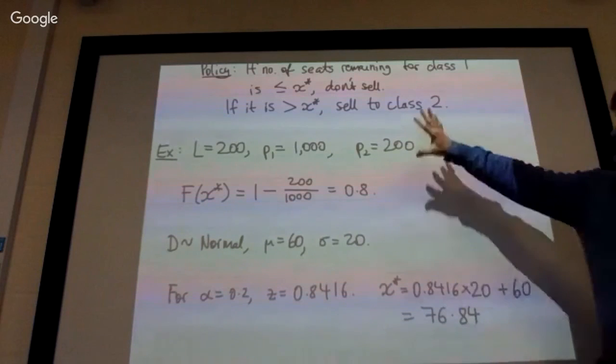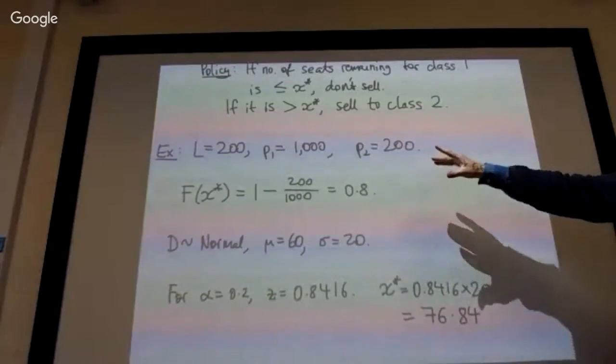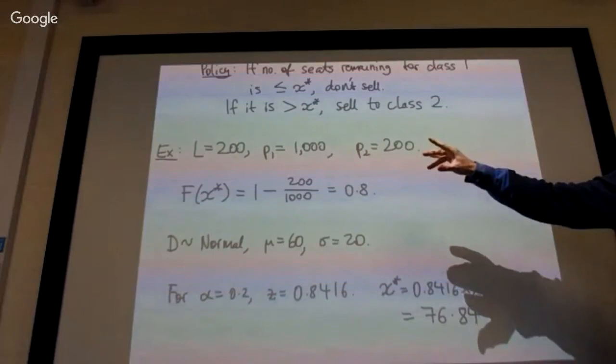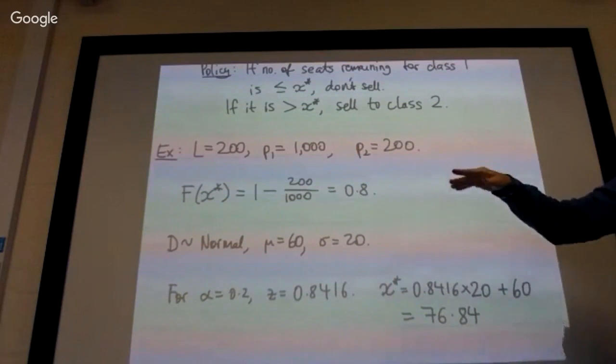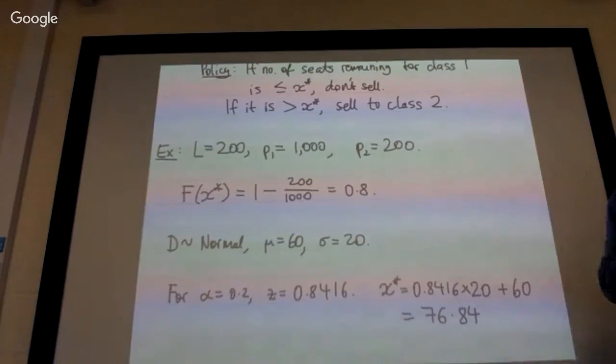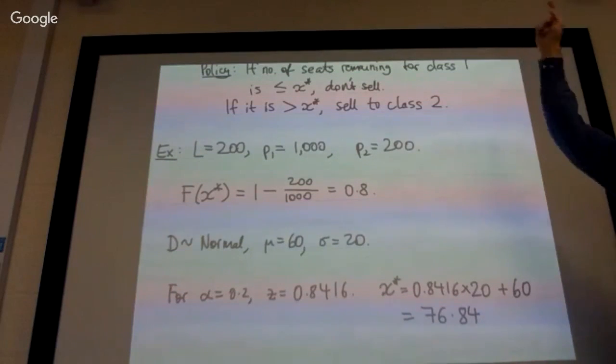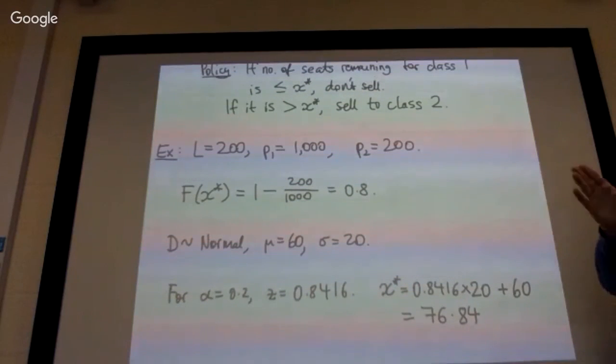The meaning of this whole thing is really, when you look at it, it says that you want the probability that you will satisfy everyone to be 80%. All the class 1 customers. That's what this formula told you. And then you just work out what the right number is that gives you that probability. So it's correct.